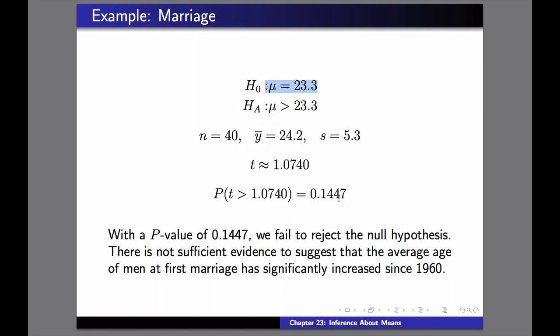Now, 14.5% is substantial. That could happen. So there's no evidence telling us that we should reject the null hypothesis here. And there's no evidence to suggest that the average age of men at first marriage has significantly increased since 1960.